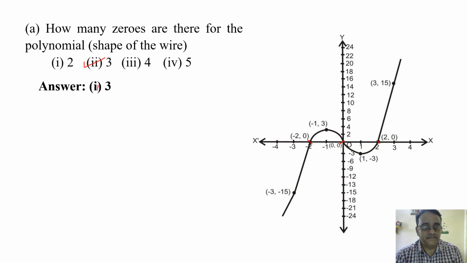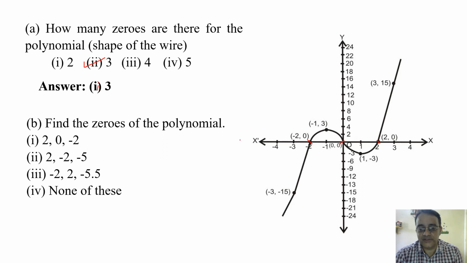Yes, second. Okay, fine. Now find the zeros of the polynomial. So where it intersected. First is -2. Second one is 0. And the next one is 2. Right. So which option is the correct one? Option A, right.